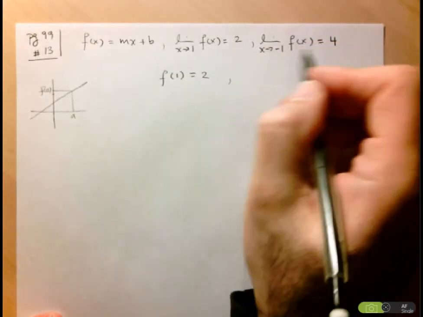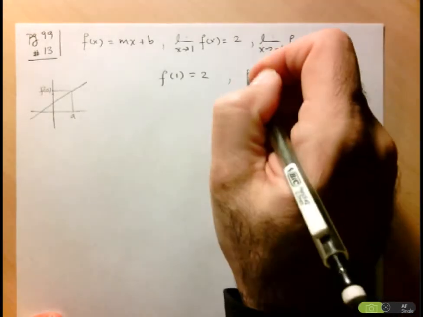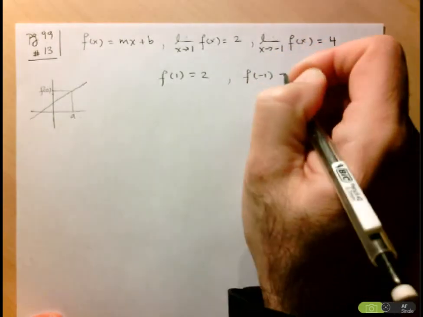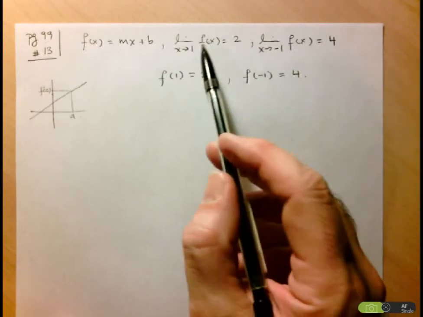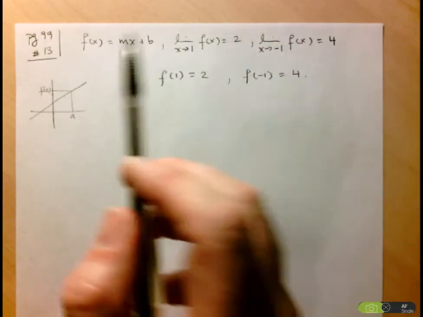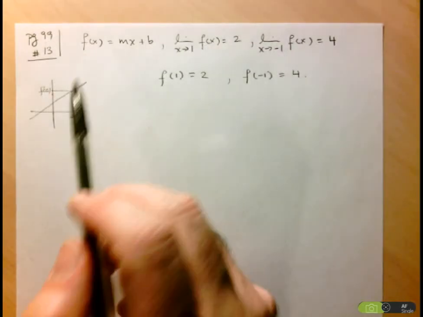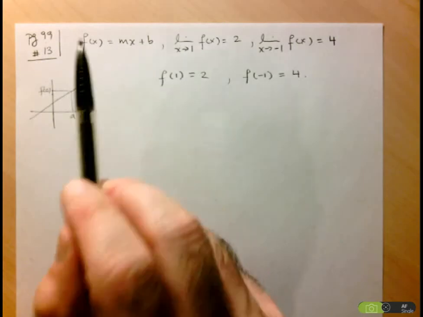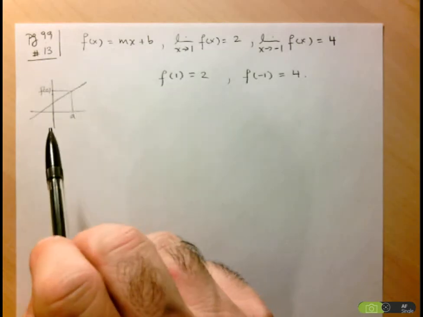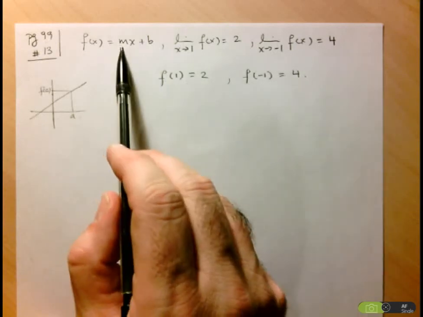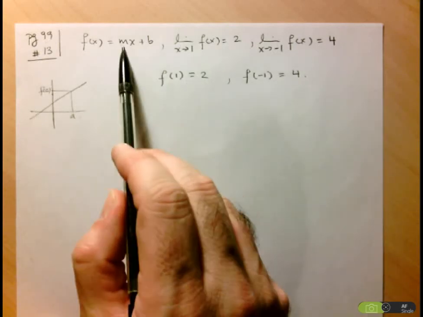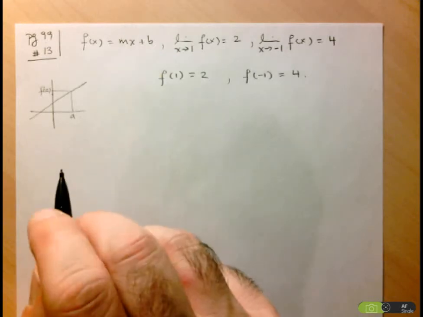And from this piece of information, I can conclude that f at negative 1 has to be equal to 4. So again, I can only make these conclusions based on the given limits because I know a priori that it's a linear function, so a nice function whose limit is always equal to the function value. So from here, I have two pieces of information that are going to help me solve for two variables, in this case m and b, so I should be thinking a system of equations.